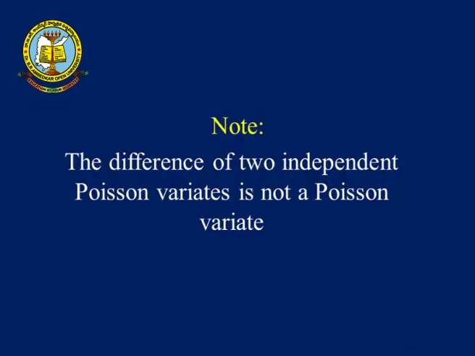From this we can observe that the difference of two independent Poisson variates is not a Poisson variate. Only the sum of two independent Poisson variates is a Poisson variate, but the difference of two independent Poisson variates is not a Poisson variate. This is a very important condition of the additive property of Poisson distribution.